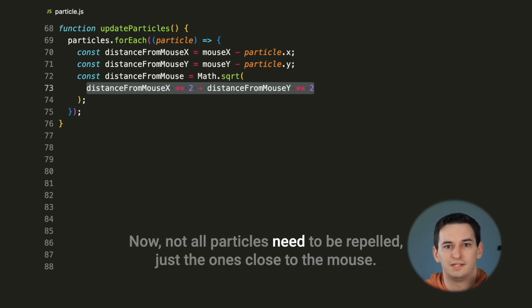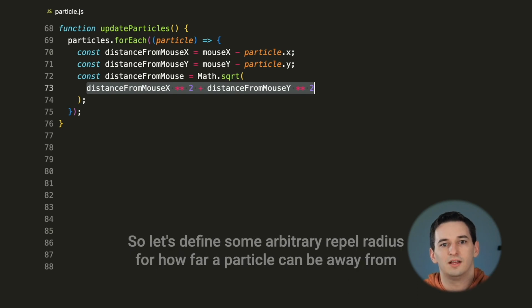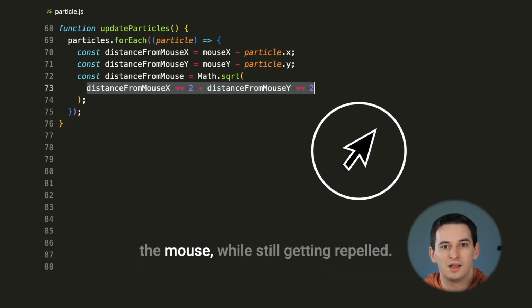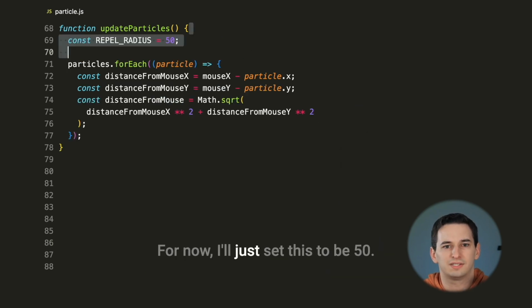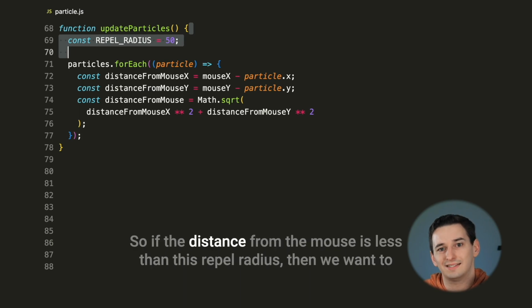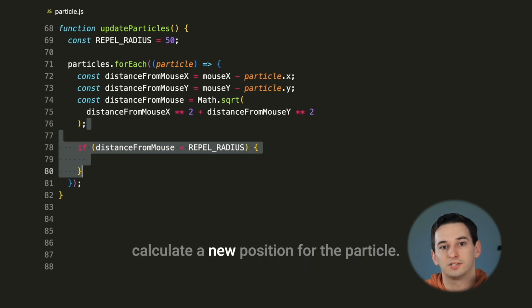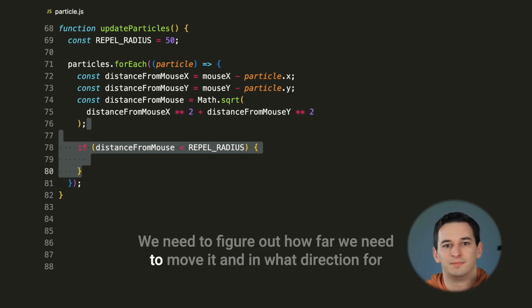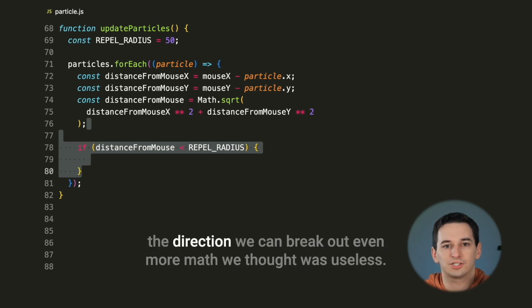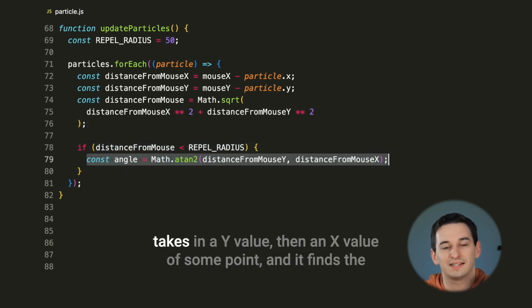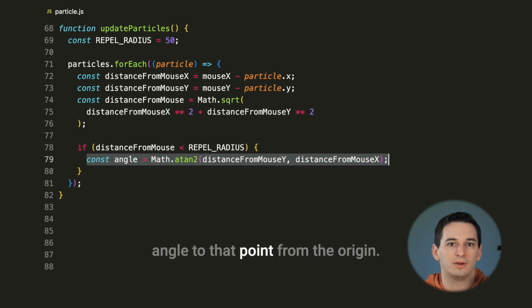Now, not all particles need to be repelled, just the ones close to the mouse. So let's define some arbitrary repel radius for how far a particle can be away from the mouse while still getting repelled. For now, I'll just set this to be 50. So if the distance from the mouse is less than this repel radius, then we want to calculate a new position for the particle. For this, we need to figure out how far we need to move it and in what direction. For the direction, we can break out even more math we thought was useless, starting with the arctangent. We can use the arctan2 function, which takes in a y value, then an x value of some point, and it finds the angle to that point from the origin.